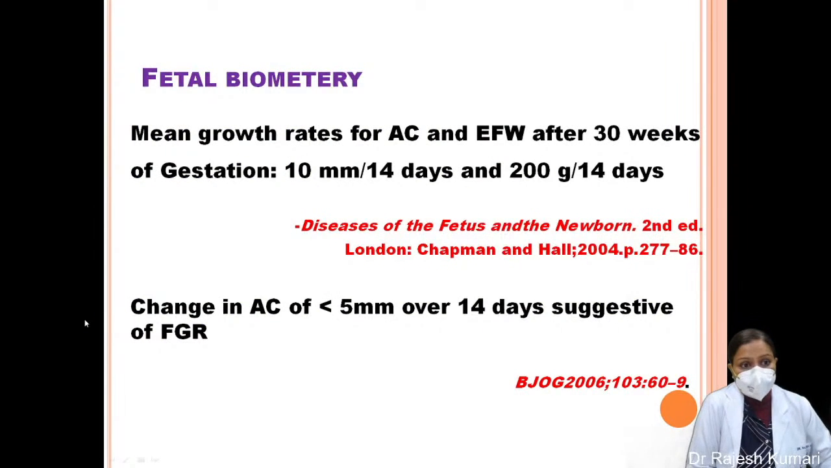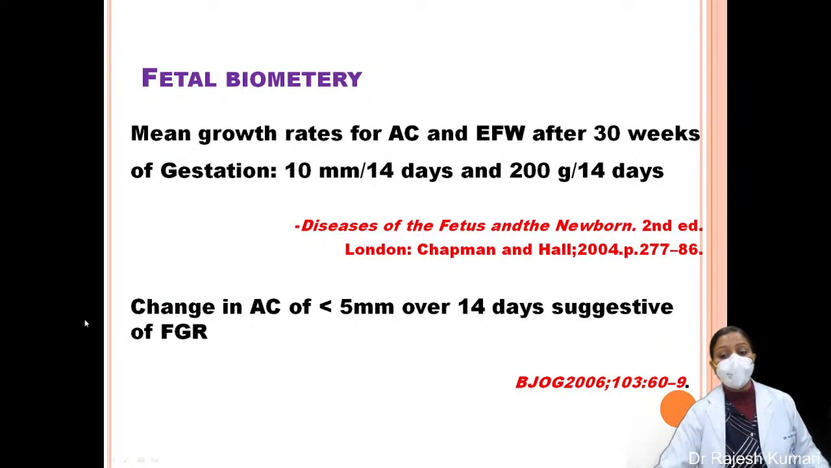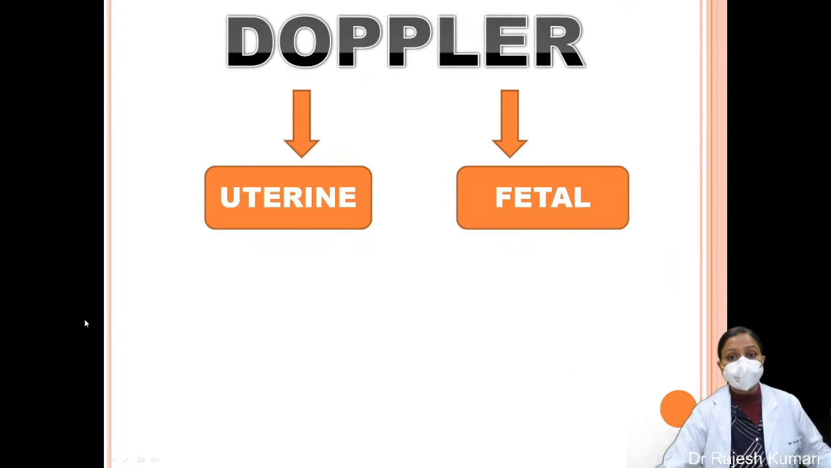Fetal biometry. Mean growth rates for abdominal circumference and estimated fetal weight after 30 weeks of gestation are 10 mm per 14 days and 200 gram per 14 days. And changes in abdominal circumference of less than 5 mm over 14 days are suggestive of fetal growth restriction.